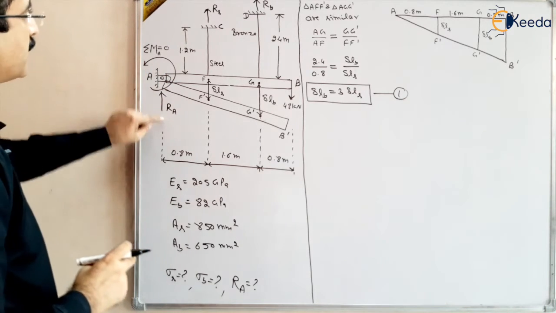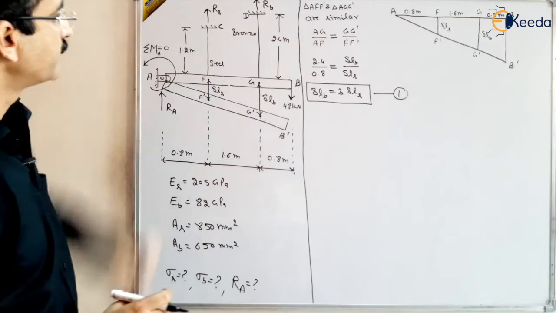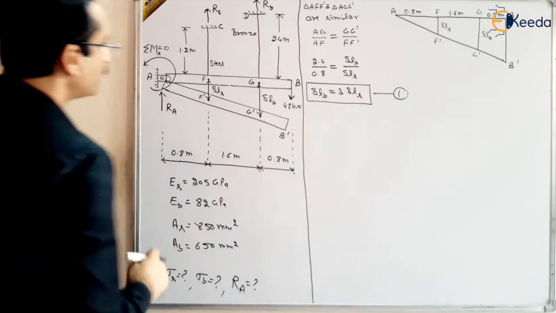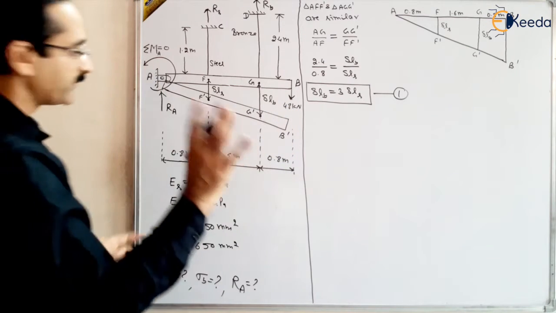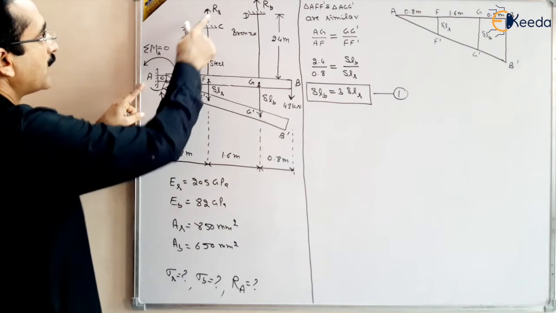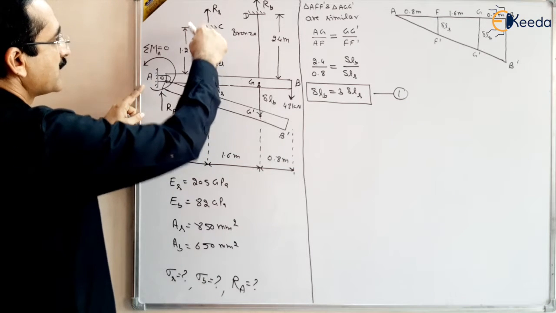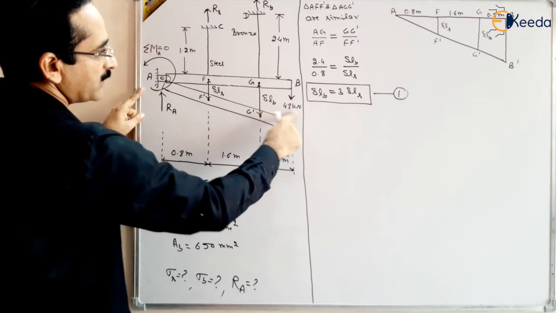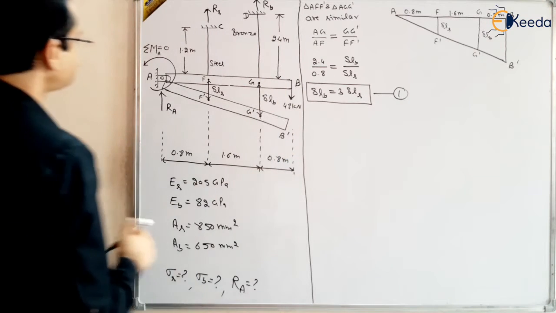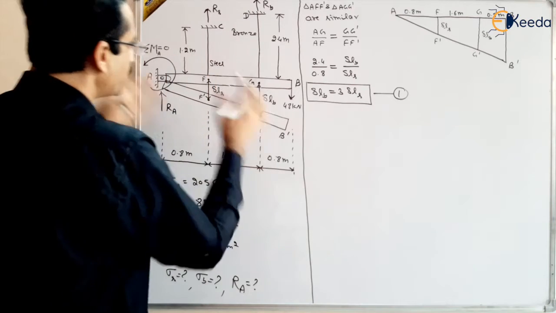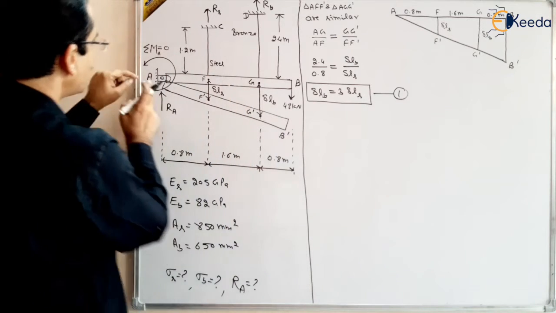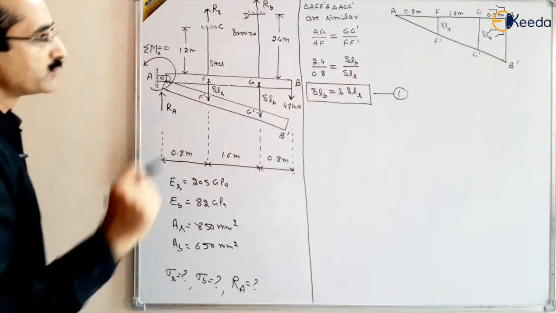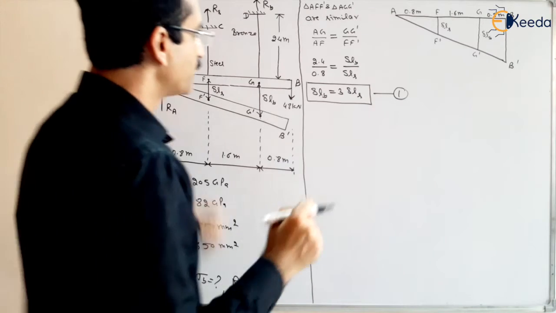So there are three reactions, RA, RS, RB, and a 48 kilonewton force is applied here, right? So these are the forces. There are four forces basically: RA, the reaction at A; RS, the reaction of the steel; RB, the reaction of the bronze wire; and the 48 kilonewton force applied at point B. Due to these forces, the moment of all the forces about A will be equal to 0 because it is a hinge point. So taking the moment of all the forces about A.